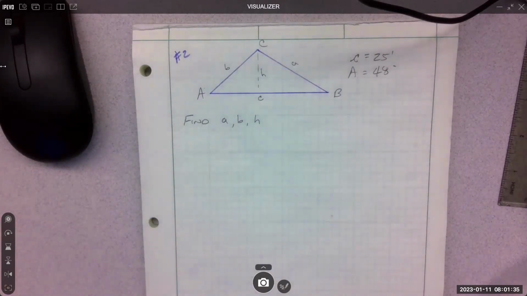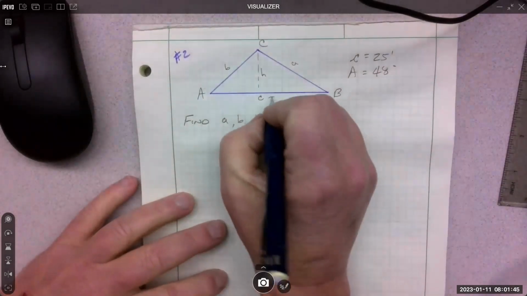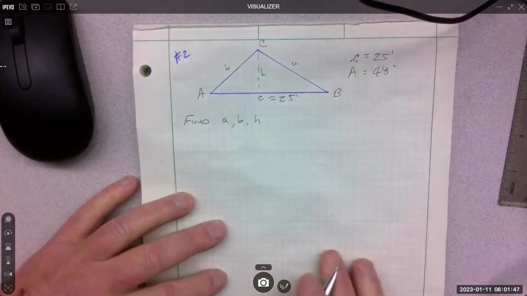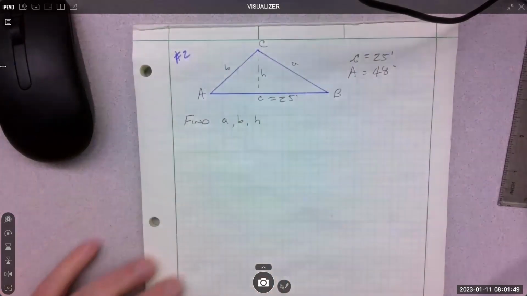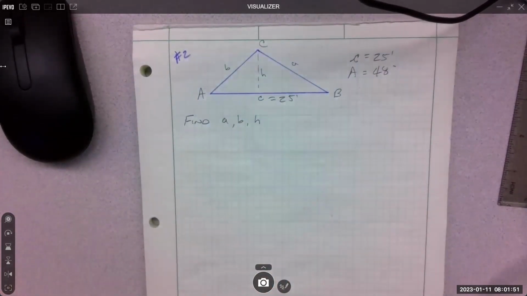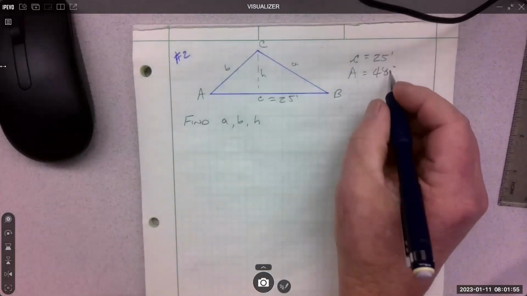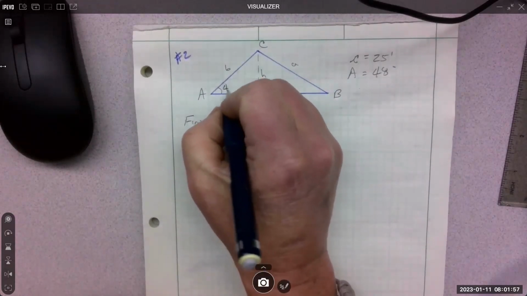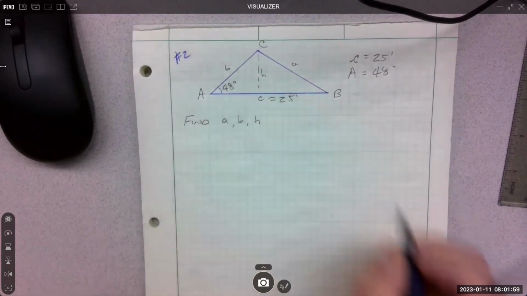I'm just gonna make sure I label it correctly here. A is the upper right, C is the bottom, B is the left. That's correct. All right, so this is 25. They give you a hint on the H to break it into right triangles. That's probably the easiest way to go about a non-right triangle. And they gave you angle A as 48 degrees.